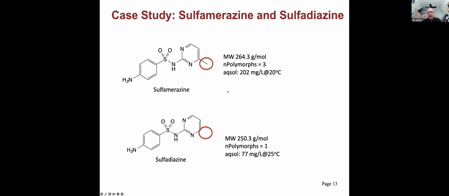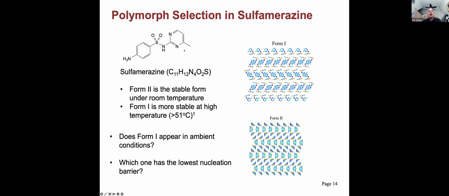So we were interested in this, and we did these simulations with the stream method for sulfamerazine. We picked 2 forms. The other form, form 3, is fairly rare and not usually observed, so we picked the 2 that are more commonly observed. And we had a number of questions.